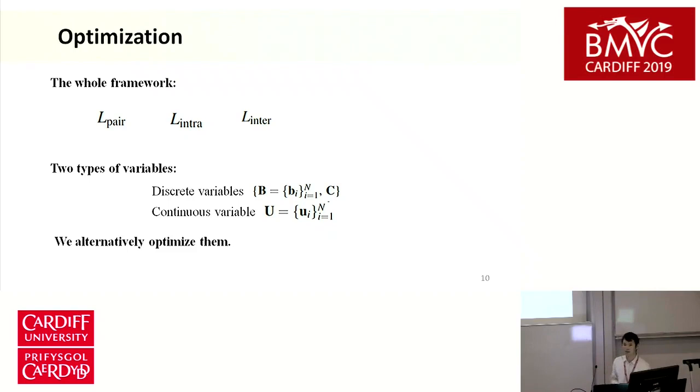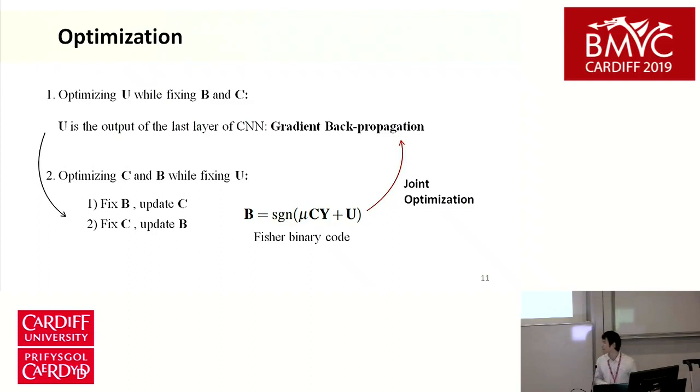There are two types of variables in the framework, the discrete variables B and C, and the continuous variable U. We alternately optimize them. First, optimize U with B and C fixed, and because U is the output of the last layer of the network, we can use the gradient descent method to backpropagate it. In the second step, optimize C and B with U fixed. We fix B and update C, and then fix C and update B. Here we get B = sign(C_y + U). Here we define it as an official binary code. Then we use this learned B to jointly optimize U and C.